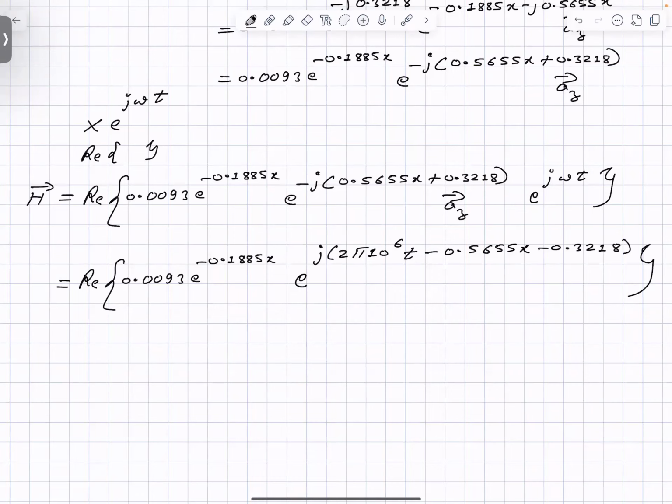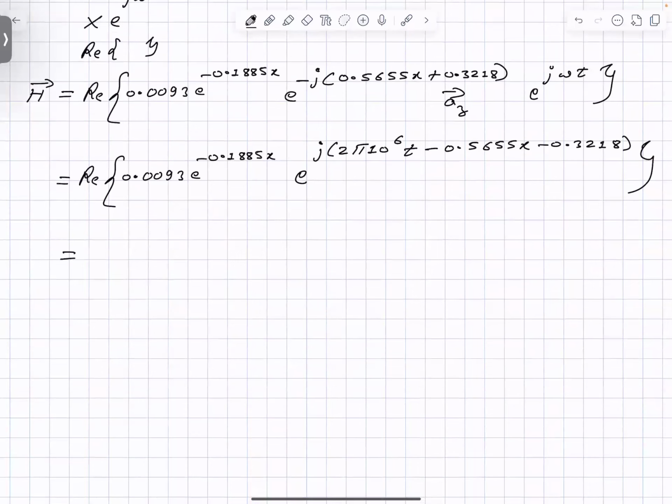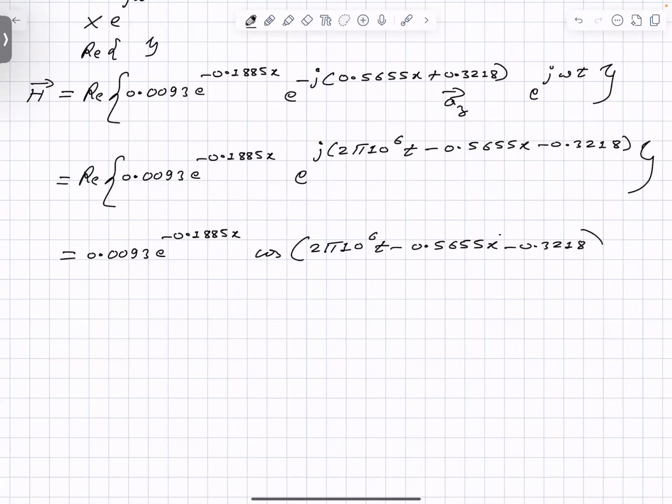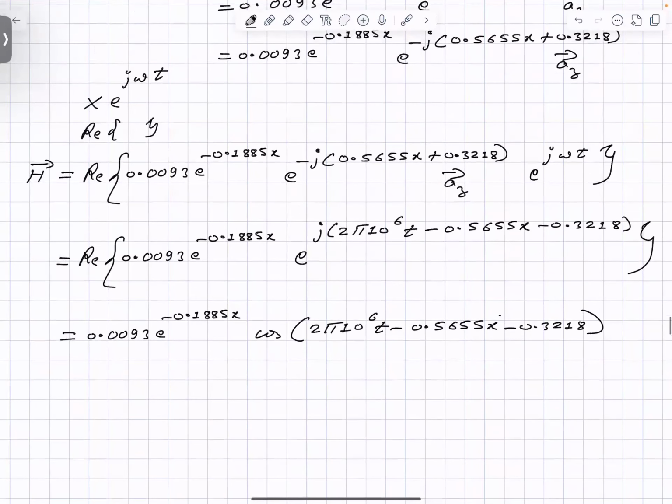As we take the real part, now what happens? This part, the front part, which is not complex, we just copy that part as it is. And then for the complex exponential part, complex exponential becomes cosine, and we get rid of that j. And the direction was AZ.